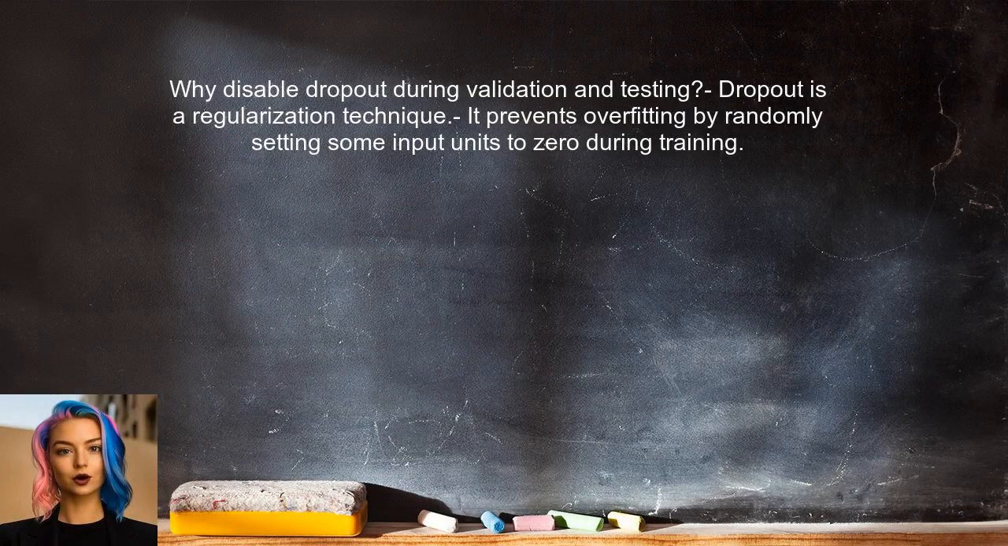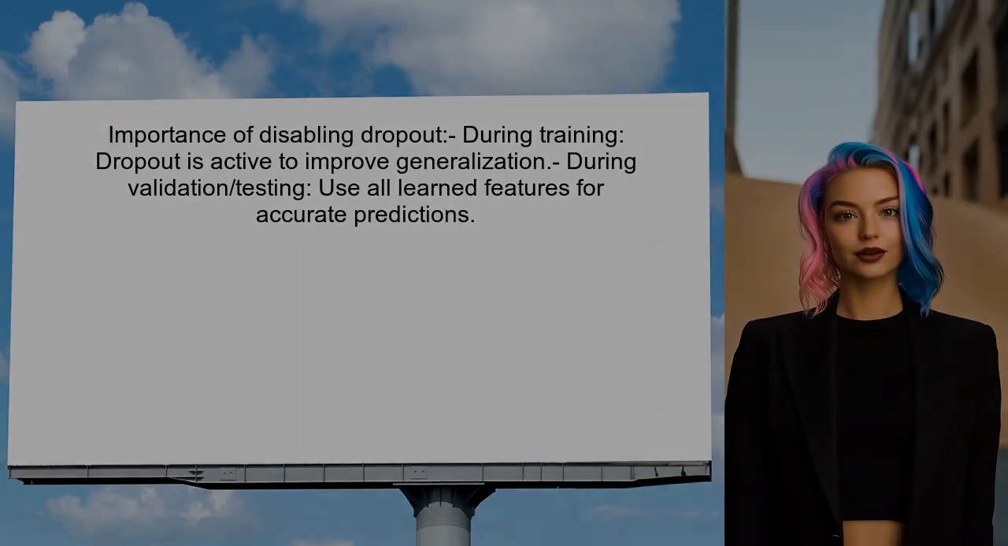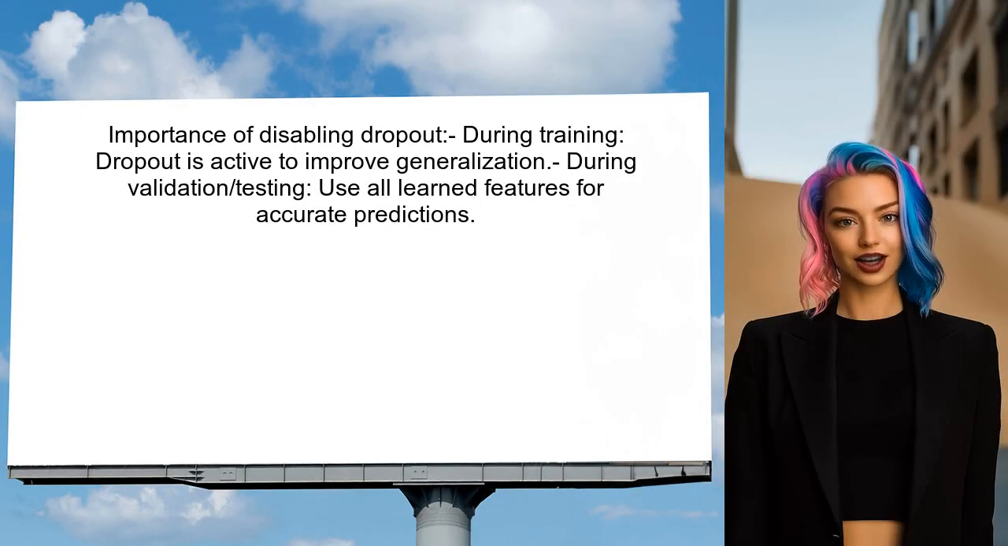To understand why dropout should be disabled during validation and testing, let's first clarify what dropout does. Dropout is a regularization technique used during training to prevent overfitting by randomly setting a fraction of the input units to 0. When the user trains a model with dropout, it helps the model generalize better. However, during validation and testing, the model needs to use all its learned features to make accurate predictions. This is why dropout should be turned off.